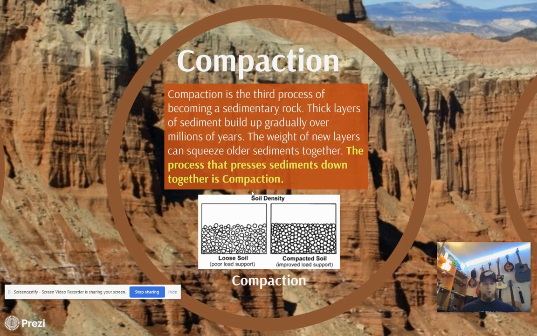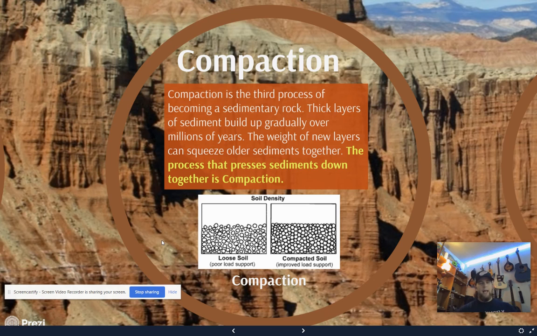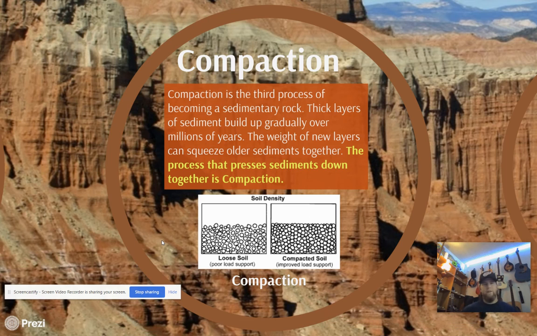So the process that presses these sediments together after they've collected: you have all this loose soil, and it has poor load support, meaning like if you ever try to walk on the beach and it's kind of difficult, that's poor load support. It's not supporting you very well. But after it gets compacted and the areas in between get filled up with biological cements or chemical cements, you have now compacted soil. So you have this layer that has been built up and is now load-bearingly strong. And so the process that presses these sediments down together is compaction.